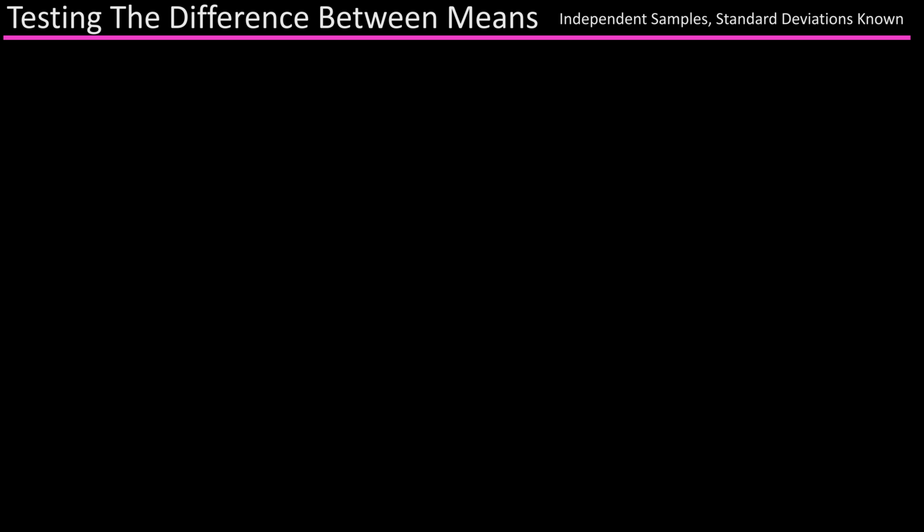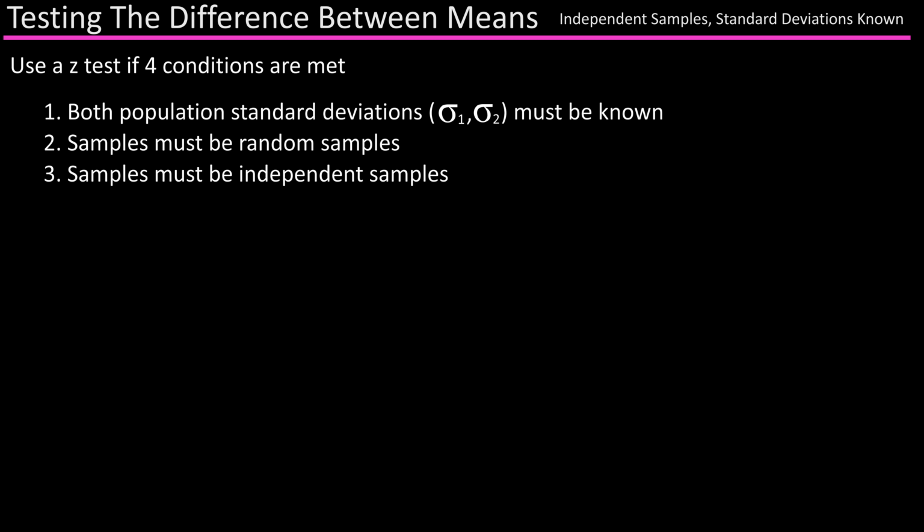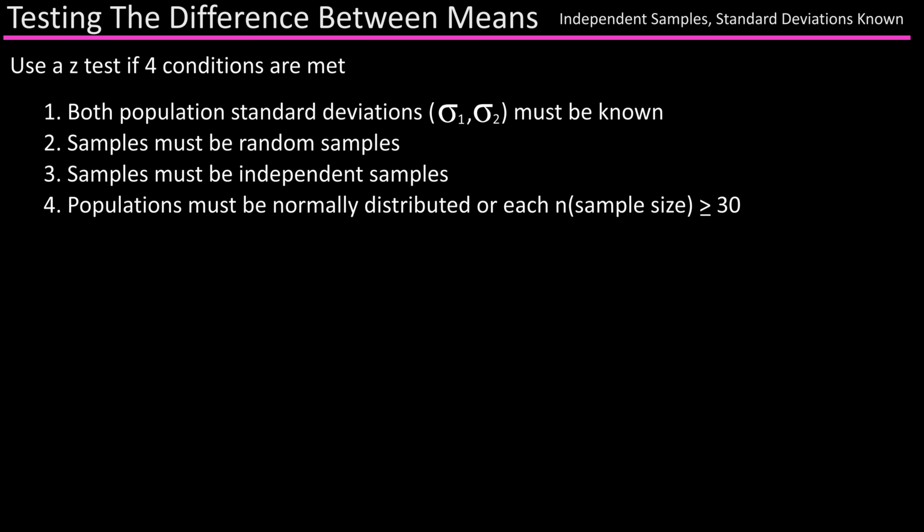To perform this hypothesis test, we're going to use a z-test, and there are four conditions that must be met. Both population standard deviations, sigma 1 and sigma 2, must be known. The samples must be random samples, the samples must be independent samples, and the populations must be normally distributed, or each sample size, n1 and n2, must be greater than or equal to 30. When these conditions are met, we use a similar process as hypothesis testing with one sample.